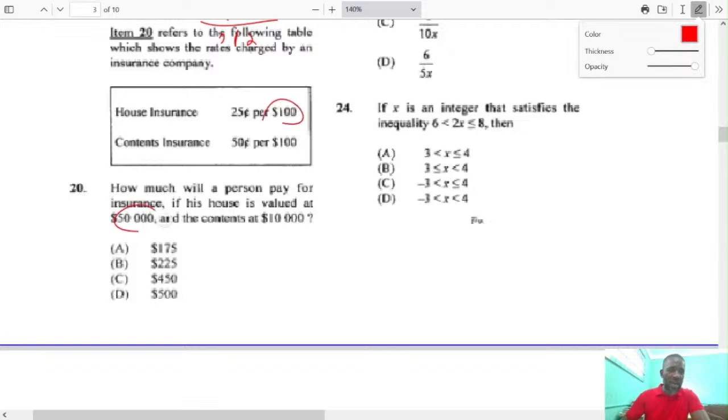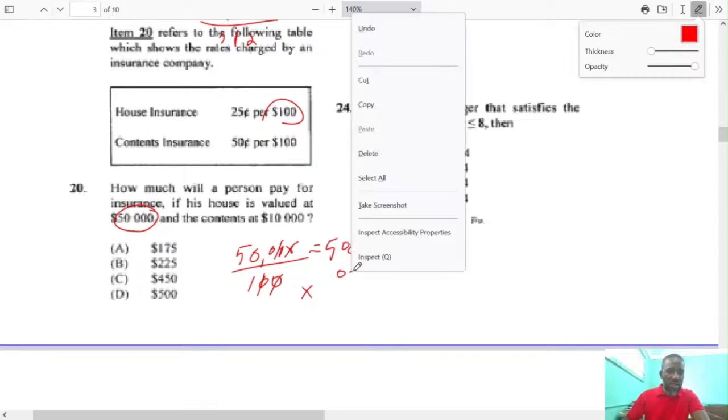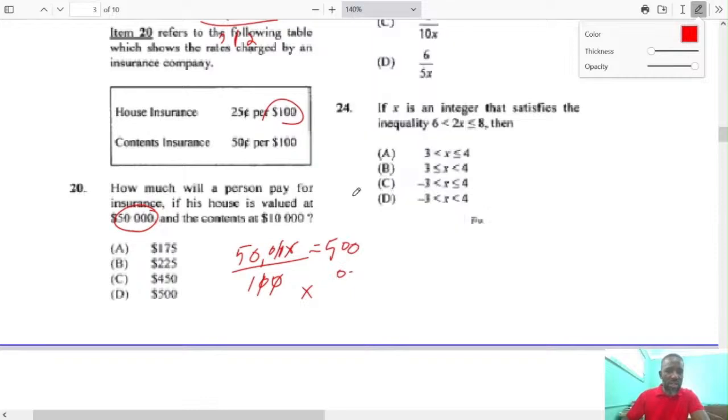is in 50,000. If you're not so sure, you divide 50,000 by 100. So we cancel here. So we know that's 500. So there are 500 $100 in 50,000. So now we are going to multiply that by 25 cents, so we're going to multiply that by 0.25.